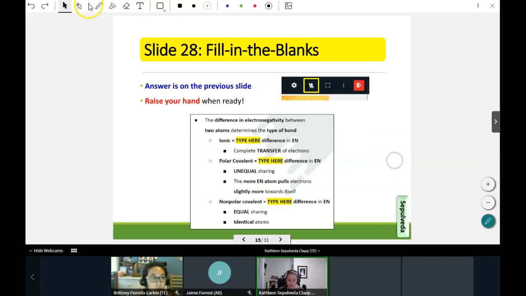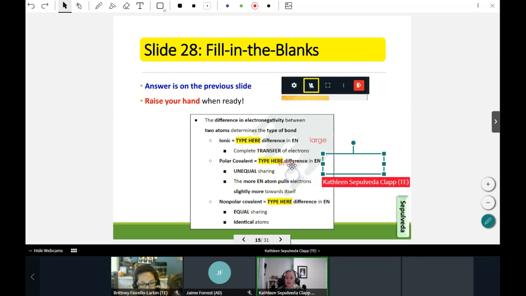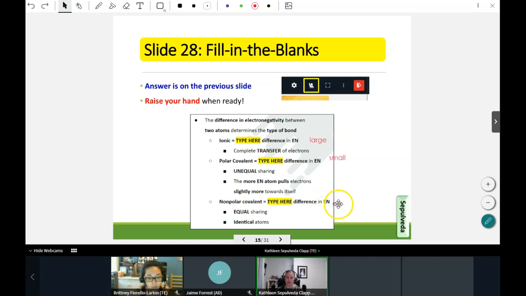So these are large differences in electronegativity, whereas polar covalent is going to have small differences, and we're going to talk a little bit more about that one. Okay, this one's going to be small differences. So I'm going to put that one right there. And then finally, our non-polar covalent is going to have no differences. Remember, in a perfect world, they are perfectly equally sharing that electron. Okay, so these are three of your blanks on slide number 28.